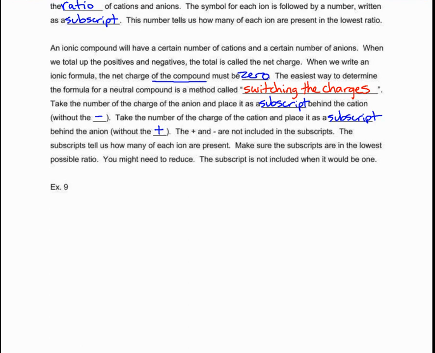This is really important. The plus and the minus are not included in the subscripts. The subscripts tell us how many of each ion are present. They have to be positive numbers. We don't have negative numbers of atoms or negative numbers of ions. They're always positive. And so the signs need to disappear when those charges are switched to become subscripts.